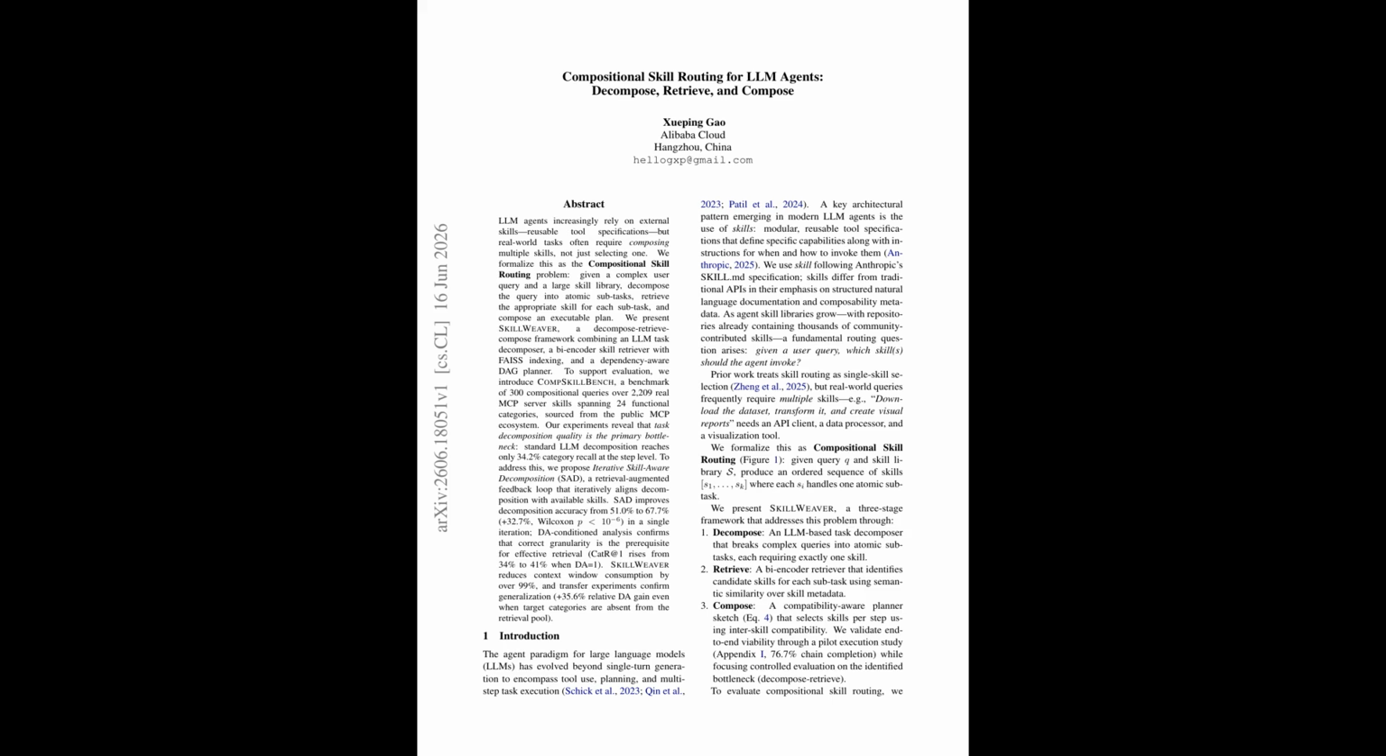Third, a compose stage picks the final skill per step by combining retrieval relevance with inter-skill compatibility, where compatibility is measured through things like input-output type matching, category overlap, and keyword co-occurrence. Dependencies between steps are detected, and a directed acyclic graph is built so independent steps can run in parallel.